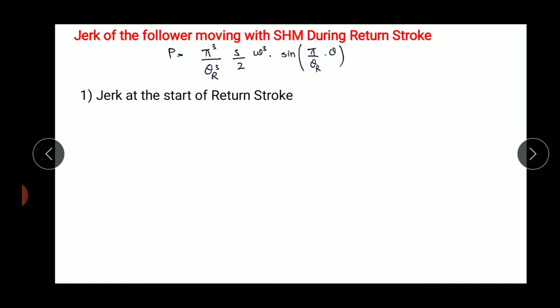So jerk at the start of return stroke. At the start theta is 0, so put 0 over here. So sin 0 will become 0 and the entire term will become 0. So at the start jerk will be 0.